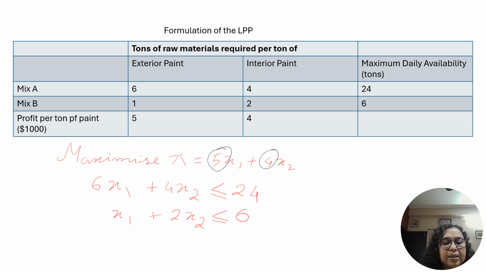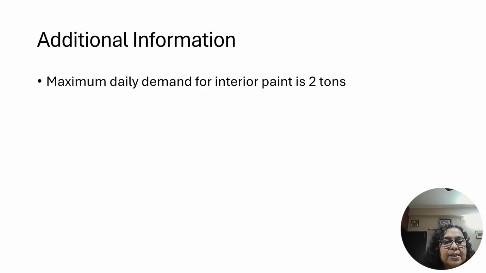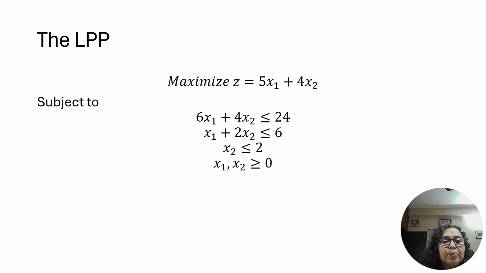Apart from this, there is another constraint. So let's see. Now this says that the maximum daily demand for interior paint is 2 tons. So here we get another constraint, that is x2, that is the interior paint, will be less than or equal to 2. And of course, finally, we have the non-negativity constraint, that x1 and x2 are greater than or equal to 0. Okay, so let's see how the problem finally looks. So this is the problem, this is the objective function, and we have the constraints.